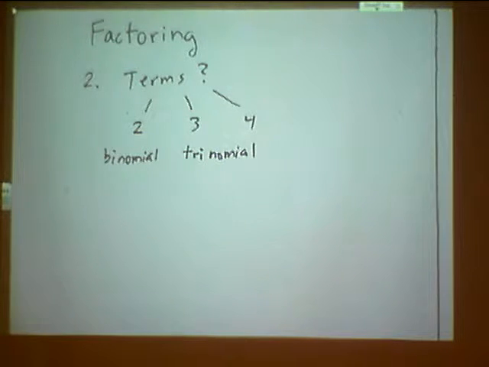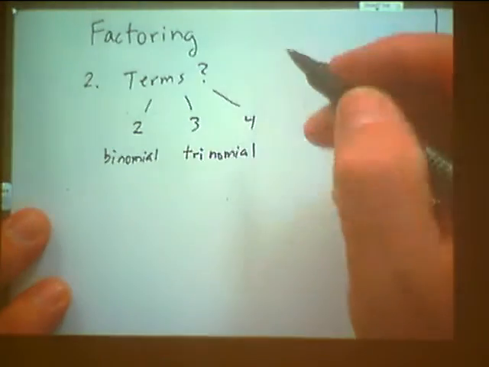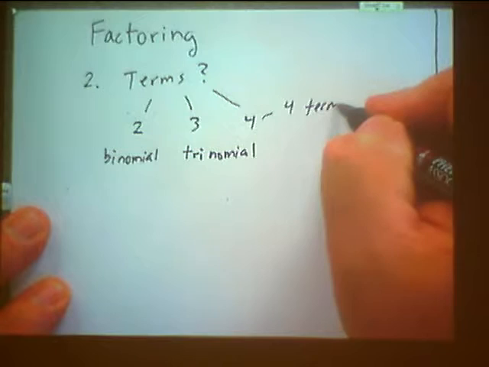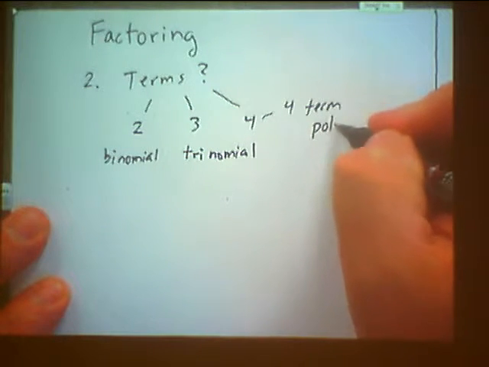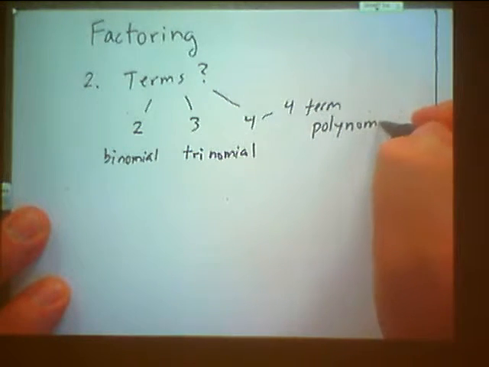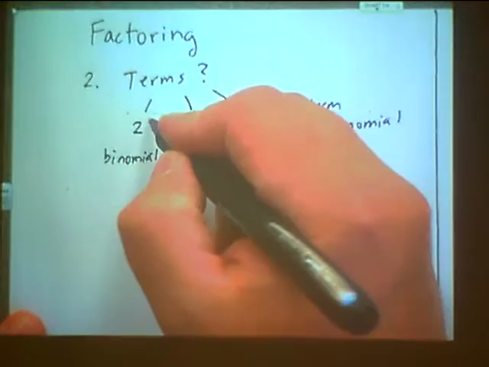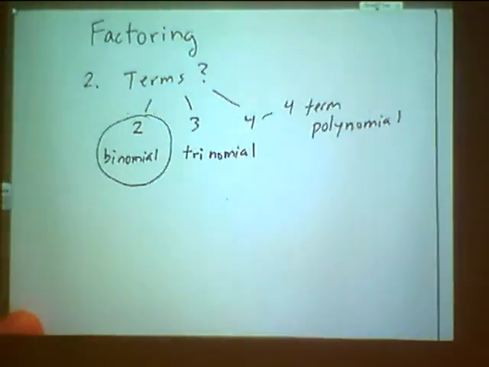And then you'll be glad to know with 4 terms, there's no special name. They just call it a 4-term polynomial. So once you see how many terms there are, that tells you what you're going to try. So let's first look at the case where we have 2 terms.